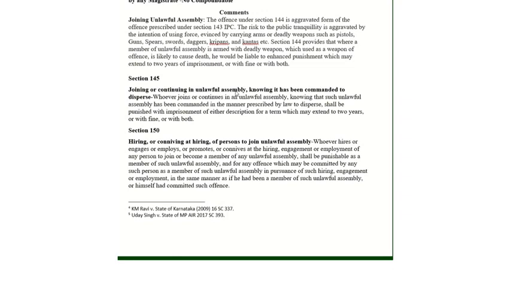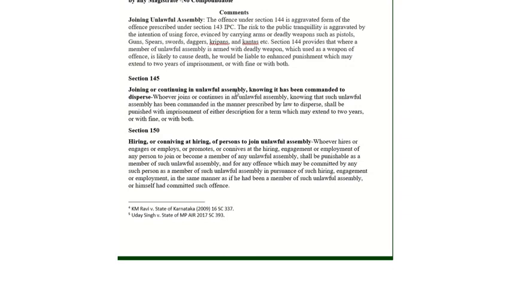Now comes section 150. The sections which I am telling you are all about unlawful assembly. It's not about affray and all. Now section 150. Hiring or conveying at hiring of person to join unlawful assembly.